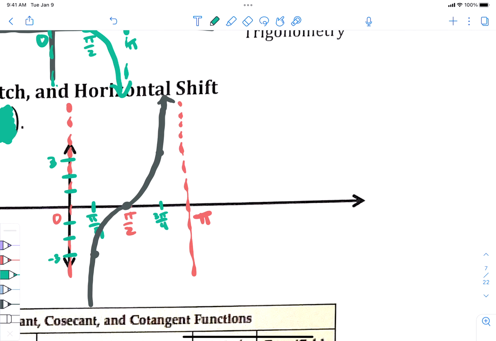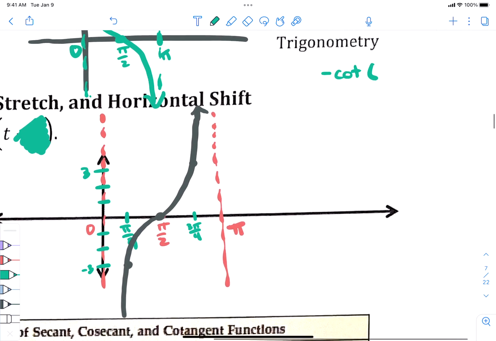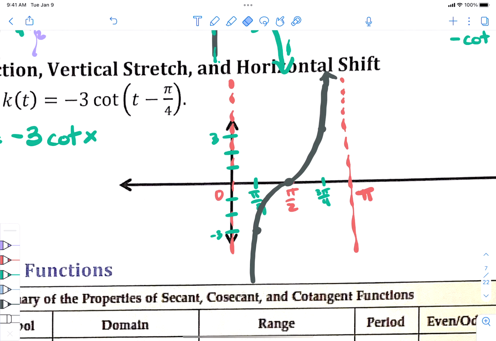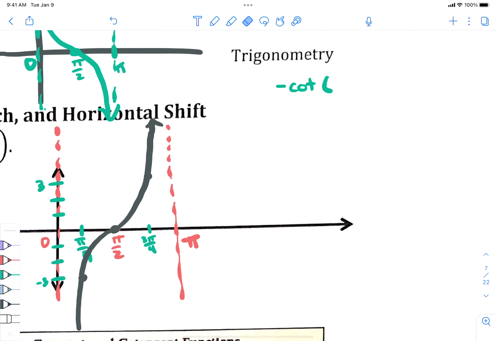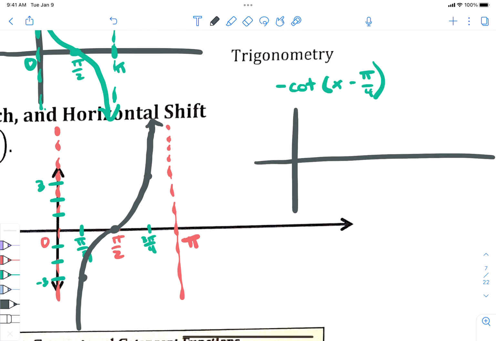All right, let's do this really quick. One more thing to graph. Let's graph negative cotangent of x minus pi over 4, getting rid of the 3. We'll incorporate the pi over 4 shift, okay? So we're going to graph one more over here. Negative cotangent of x minus pi over 4. That's what we're going to do.